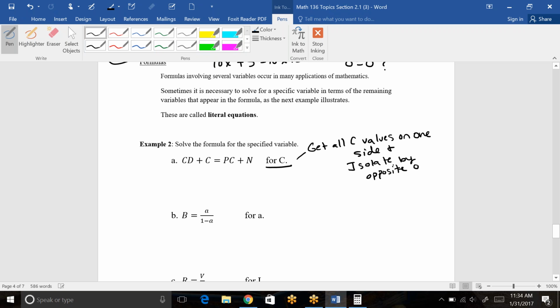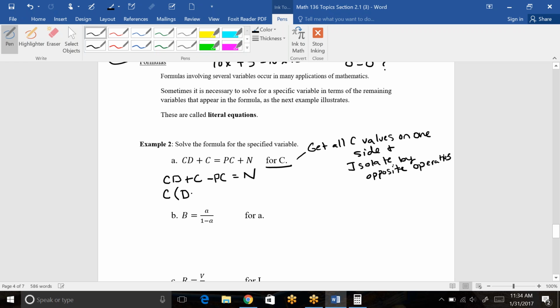For example, notice that there's C's on both sides. There's two C's over here and there's a C here. I'm going to move the PC term over, and you do it the same way you solve anything. Because you're moving an entire term, you're either adding or subtracting. This is positive, so when it moves to the other side, it will be negative. Notice all three terms on this side have a C. If they all have the same thing, it can be pulled out as a GCF.